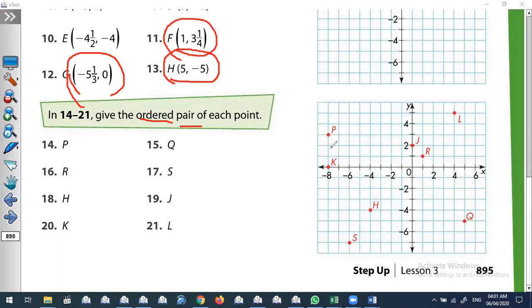The point P. First, we are going to meet x. You have to meet x first. X is negative 8. What about y? Go to y. Y here is 3. So P is negative 8 and 3, like that.